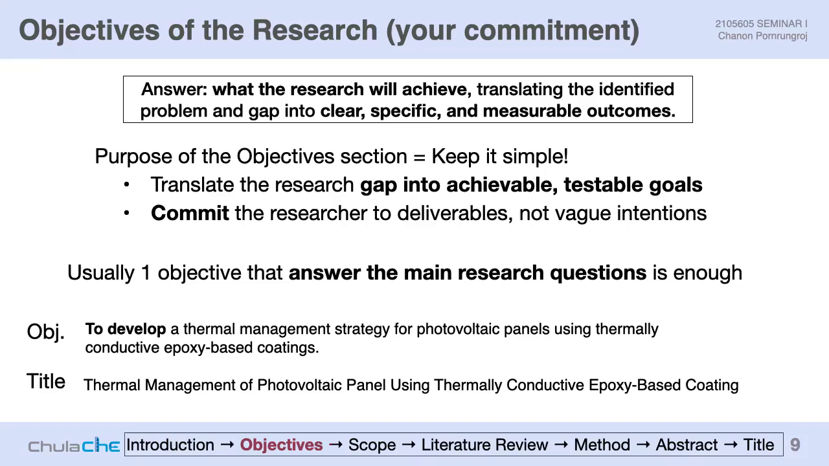So normally the tip is, if your title is like this, thermal management of photovoltaic panel using thermally conductive epoxy-based coating, what you would do is just add a verb like develop, and that's it. Right? You don't go into much detail, because that one you will mention in the next part, which is scope. So normally for a master's thesis, one main objective is enough, and it normally resembles your title.